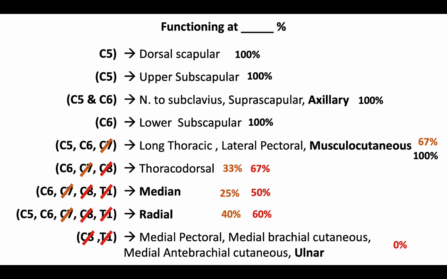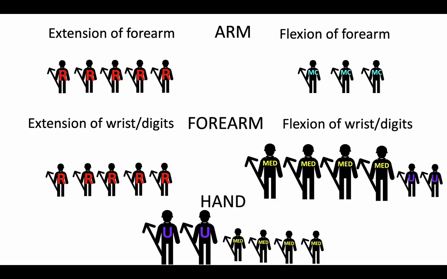Median is at 50% function, radial is only 10% higher than that. But ulnar is lost completely, so it's going to be a pretty interesting battle. So let's take a look at it. Same setup as last time, but different fallout.